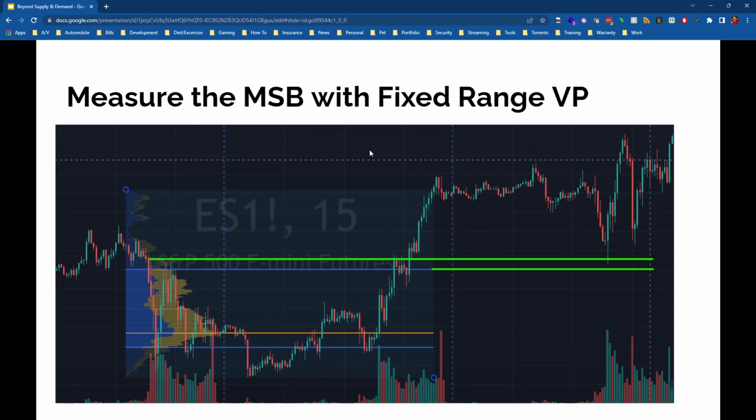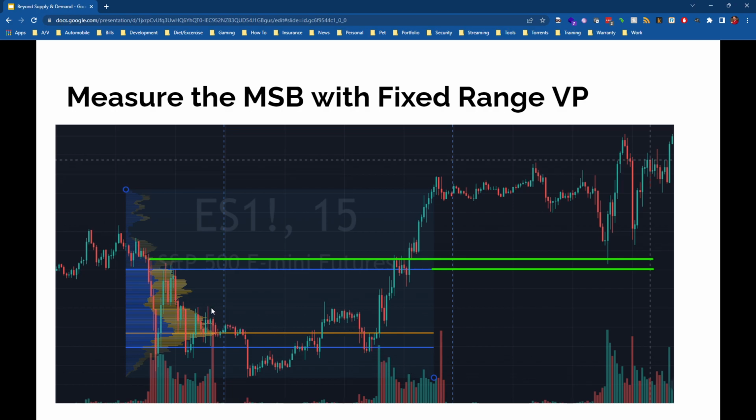Now, what I want to talk about with this, and it's something that I never really see talked about, is a way that we can measure this market structure break to find an entry zone. I'll show how I did this on the chart, but what I did is I used fixed range volume profile, and I just basically drew it over this area where this market structure break occurred.